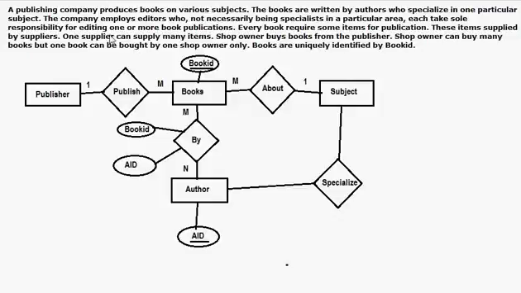Now let me finish this also. One author specializes in one particular subject. So it is clear that one author can be an expert on a particular subject, but for a particular subject you can have many authors. So it will be a one to many relationship.